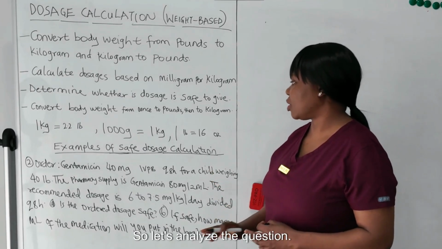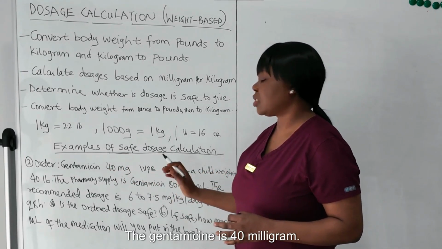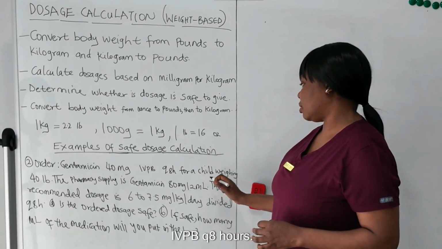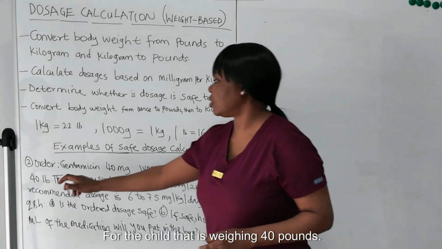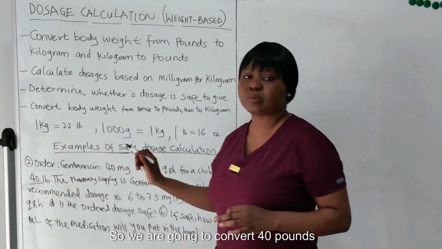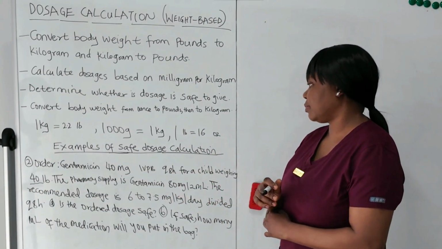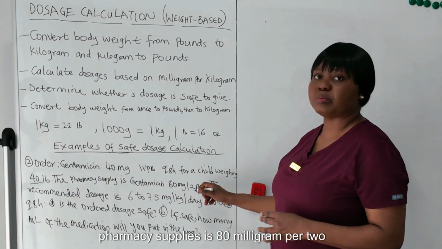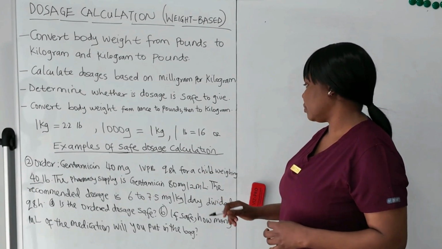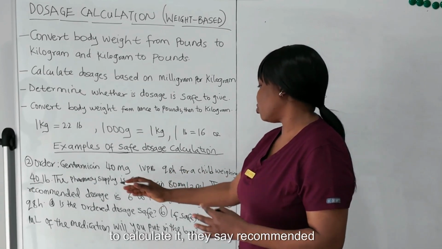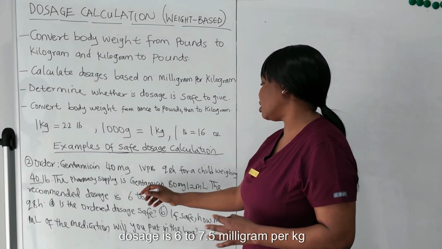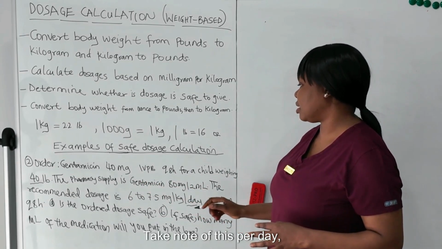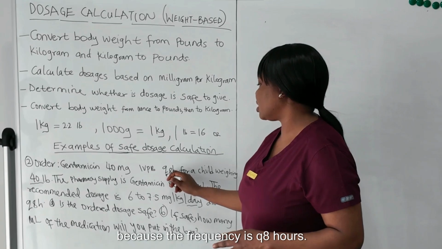So let's analyze the question. The gentamicin is 40 milligram IV piggyback Q8 hours for the child that is weighing 40 pounds. So we are going to convert 40 pounds to kilogram. The next thing, we are looking at the pharmacy supply is 80 milligram per 2 ml. So you take note of that. And then to calculate it, they say recommended dosage is 6 to 7.5 milligram per kg per day. Take note of this per day, because the prescription is Q8 hours.